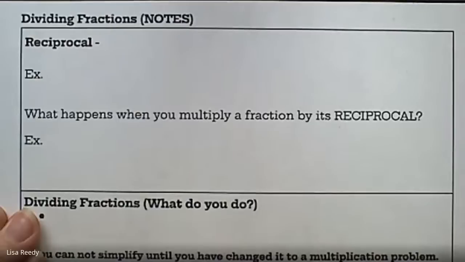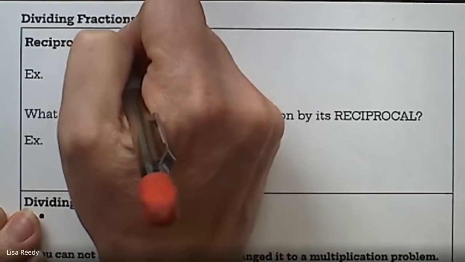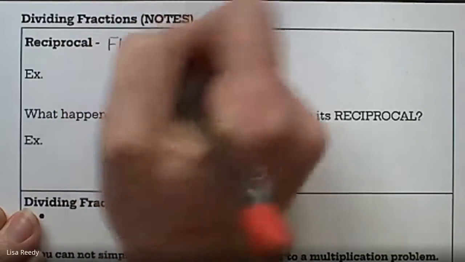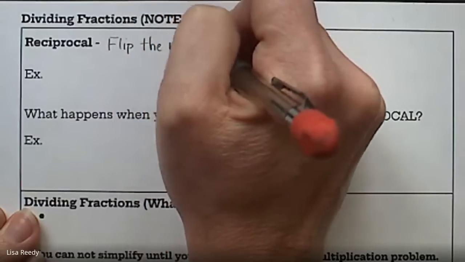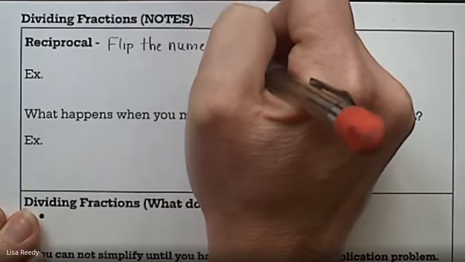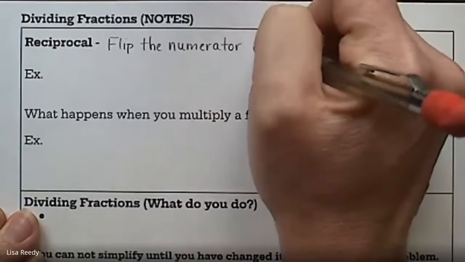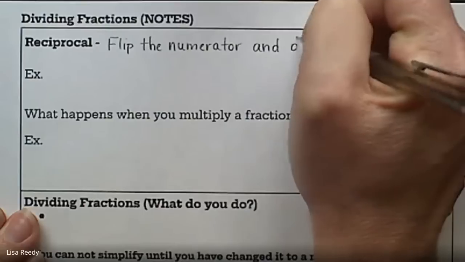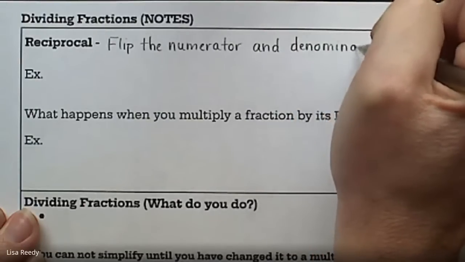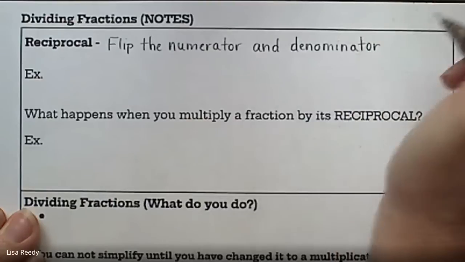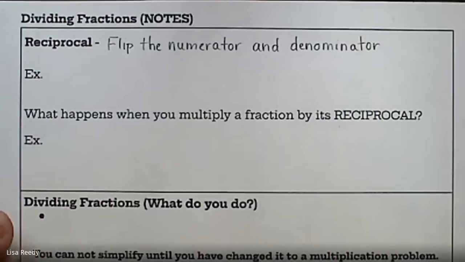So you're going to write things as we go. A reciprocal is when you flip the numerator and denominator. So I have a spot for an example here. Please pause if you aren't keeping up and make sure you have everything written down, okay? I have an example here.